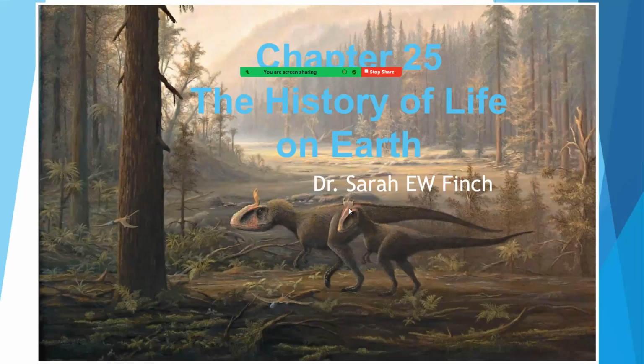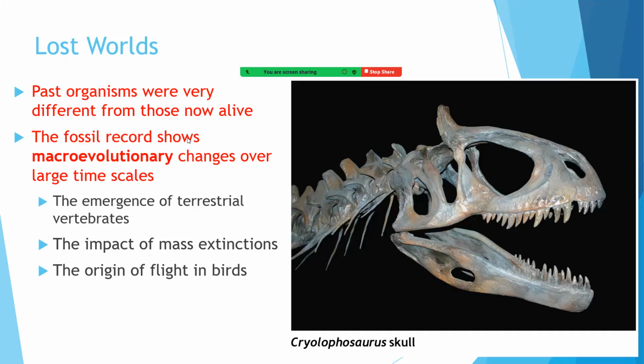All right, so we are going to get started on chapter 25, which is the history of life on Earth. So we've talked about this idea that evolution includes both macroevolution and microevolution. Macroevolution is generally when we think of changes that happen over very large timescales. And these things will include the emergence of terrestrial vertebrates. So vertebrates, which are animals that have spines that live on the earth, the impact of mass extinctions. So we'll talk about what those examples are.